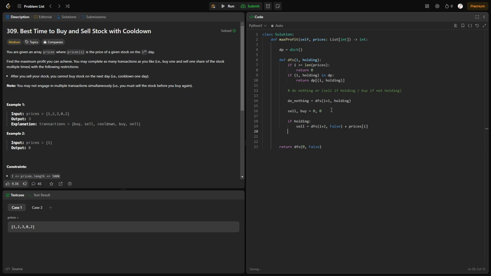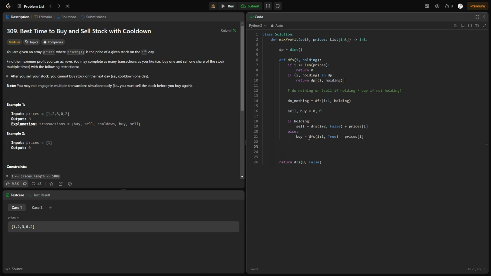So alternatively, if we're not holding a stock at the current day, so else, then we have the option to buy the stock. So the revenue we get from buying the stock is going to be DFS I plus 1. That means we can sell the stock. For example, we bought here. That means we have the option of selling the stock on the second day or sometime later, depending on that. So we have the option of selling the stock, which means holding is going to be true. We're going to be holding the stock since we bought it. And to buy the stock, we're going to have to pay the current price. So minus prices at I.